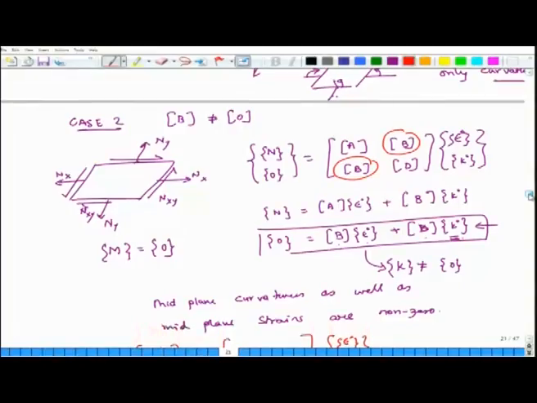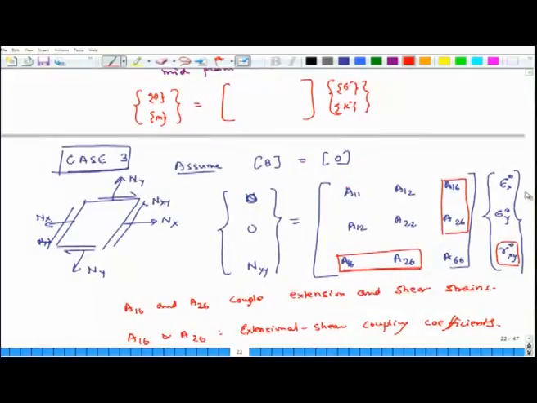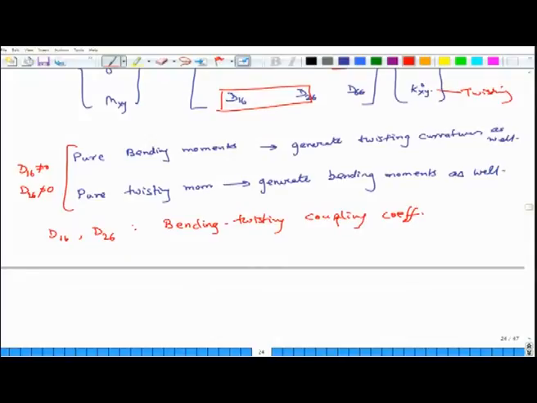So that was about case 1 and case 2. Then we looked at the case when A16 and A26 are not 0, and in this case the extension and the shear strains get coupled. That is why A16 and A26 are known as extensional shear coupling coefficients. The last case is when D16 and D26 are not 0, then the bending and twisting response of the plate get coupled. That is why they are known as bending twisting coupling coefficients.